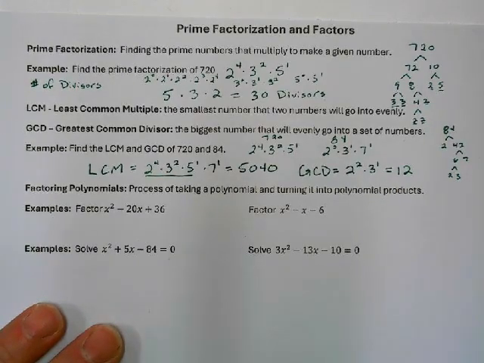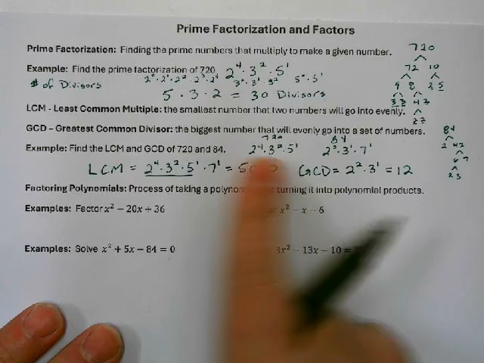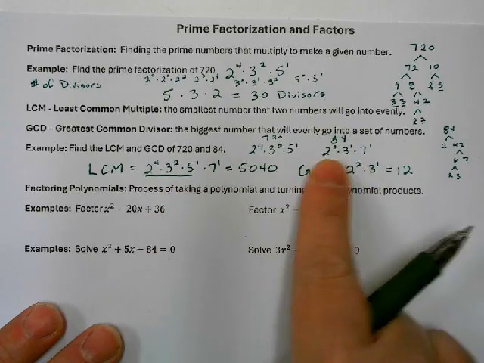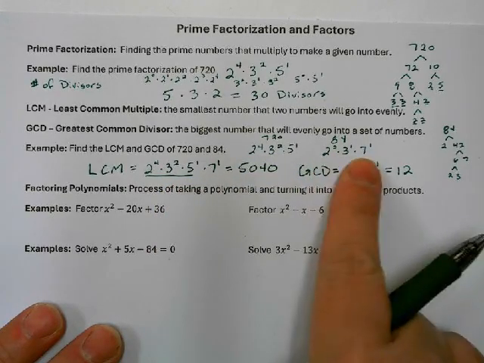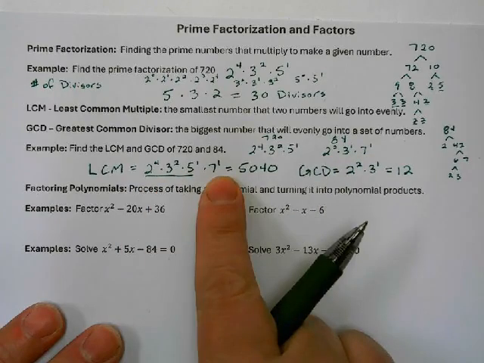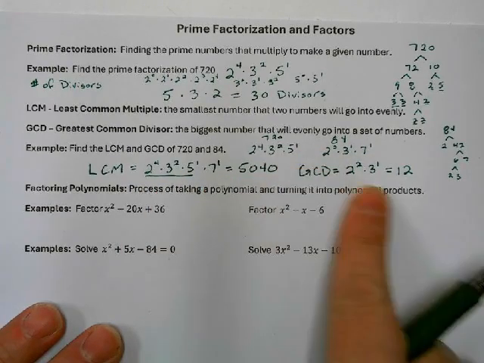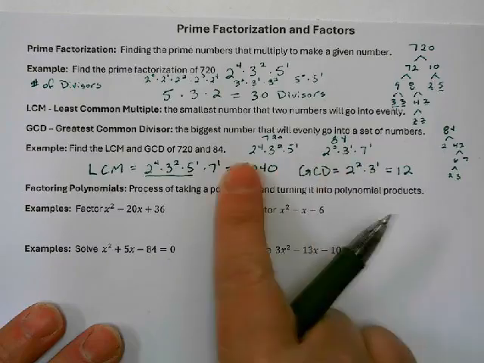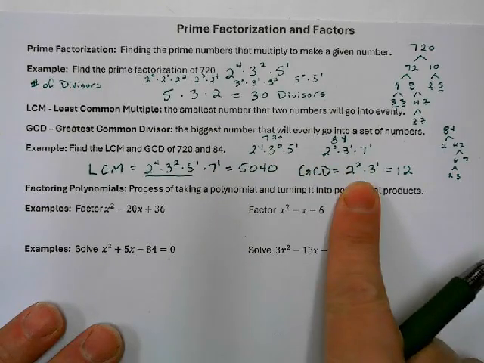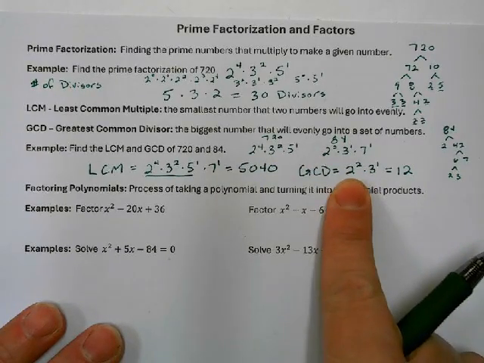So for the LCM, we take our biggest number and then ask ourselves, are all of the numbers in the smaller number included? For the GCD, we look for the prime factors they both have. They both had 2 2s and 1 3. So that would be 12.